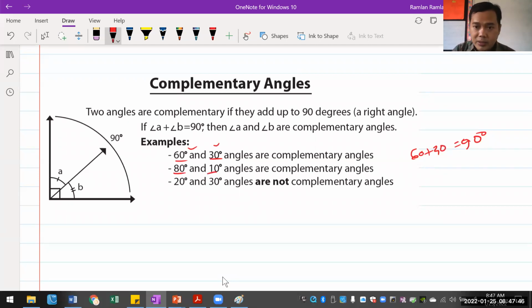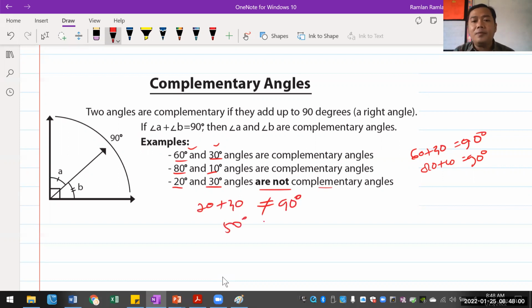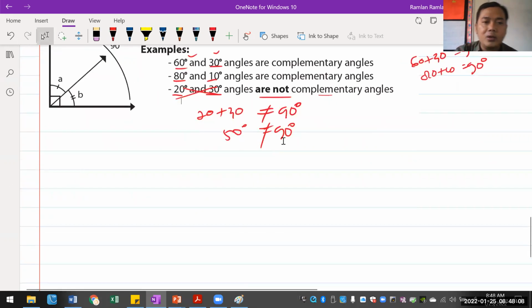80 and 10 is also the same. 80 plus 10 is also again 90 degrees. So we call them pairs of complementary angles. And these two are not complementary angles because 20 plus 30 is not 90 degrees, right? It's 50, right? 50 is not the same as 90. So that's why these two are not complementary. Okay, so I'm going to give you a question.